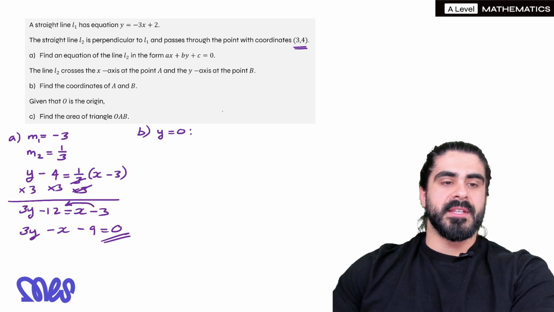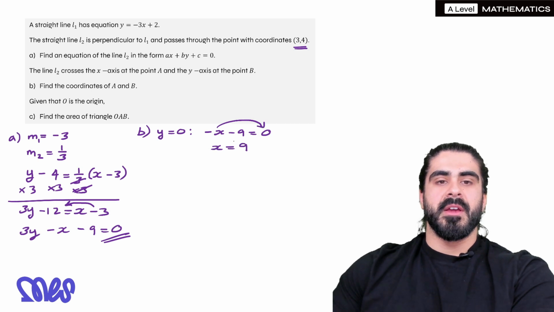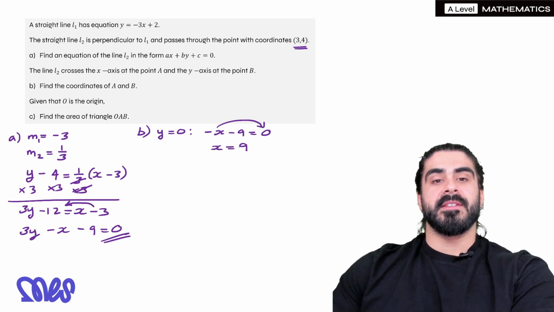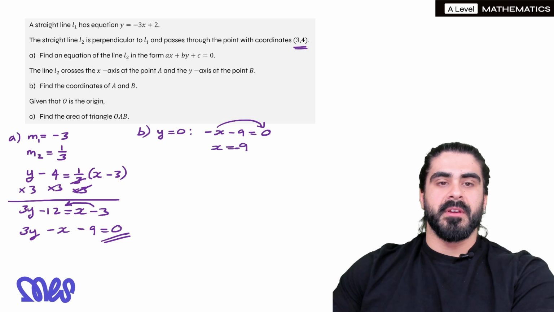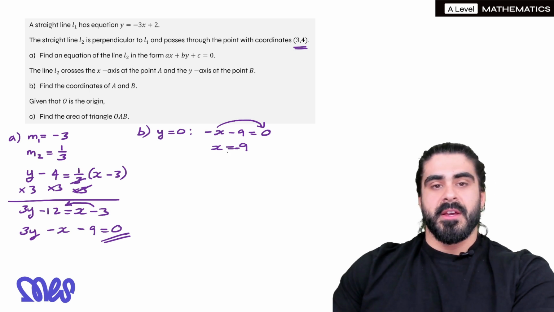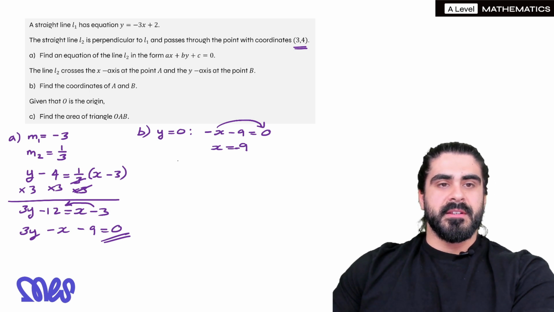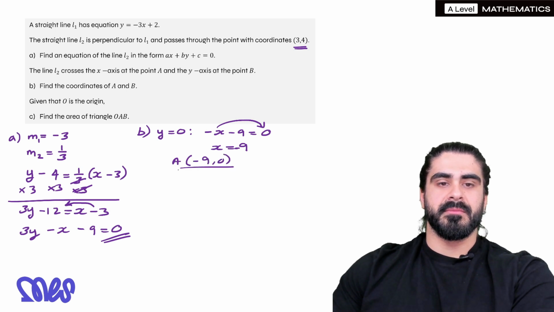So when we sub in y is 0 here, we'd be left with minus x minus 9 equals 0. Move the minus x over, x equals minus 9, because the minus x is going over. So the coordinate, it says it's the point A, is minus 9, 0.